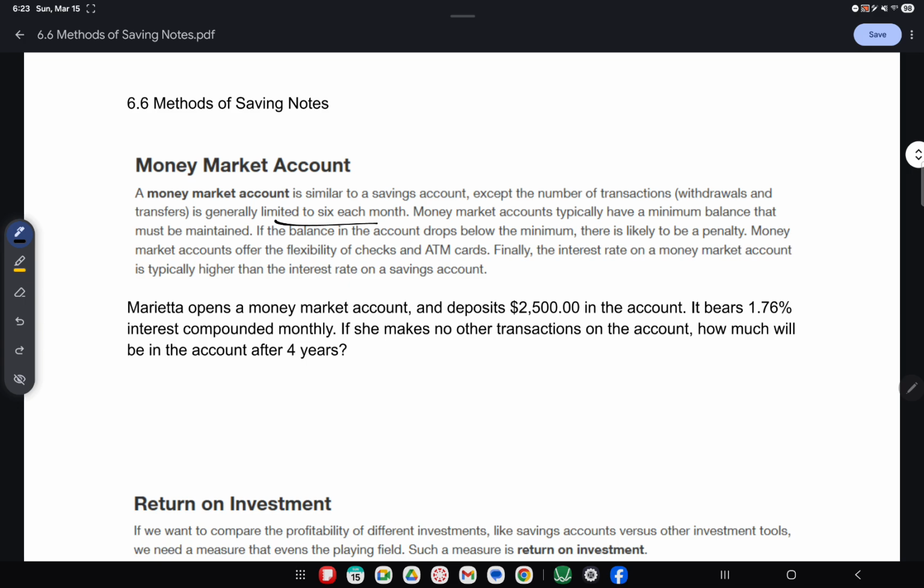So, all right, we open a money market account, we deposit an amount, it has an interest, compounded monthly, so n is 12. There's no other transactions. How much will there be in 4 years? So, okay, initially 2,500, a rate of 0.176 monthly, and then for 4 years. So let's plug this in.